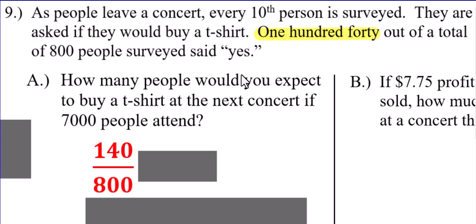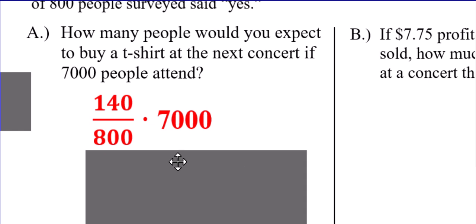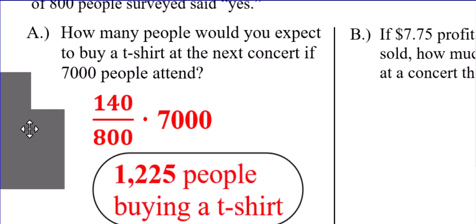So how many people will we expect to buy a t-shirt at the next concert if 7,000 people attend? So based on those previous results, you can multiply it times 7,000. You can reduce this fraction if you want, or you can divide and get a decimal. That's going to give you 1,225 people buying a t-shirt.